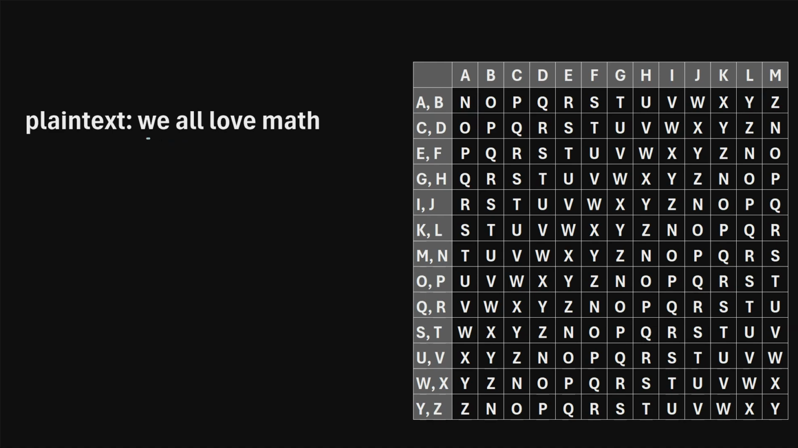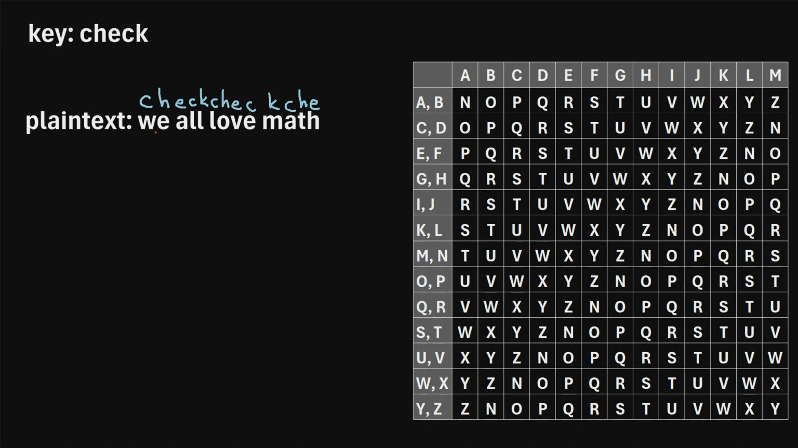So if we want to encrypt this plain text, the first thing we need to do is pick a keyword. So let's say we pick the keyword check. What we're going to do is write this keyword over and over again over the plain text until it matches the length of the plain text. So we'll write C, H, E, C, K, and then we'll start over again. C, H, E, C, K, and then we'll start over again. C, H, E, and then we'll stop there.